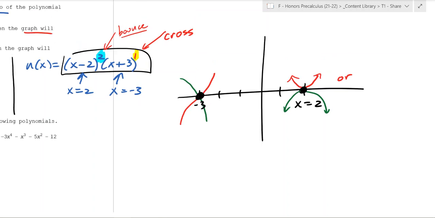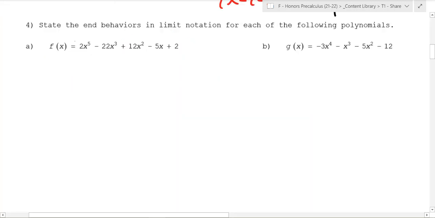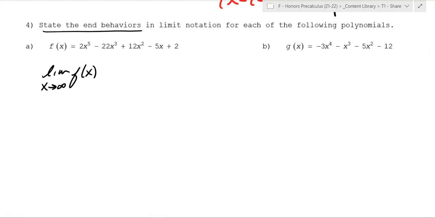Now, one big way you figure out which one it is going to be is by looking at end behaviors or plotting one more point. When we state the end behaviors, that's doing the limit as x goes to infinity of f of x. On this polynomial, you really only look at the highest term power, 2x to the 5th.